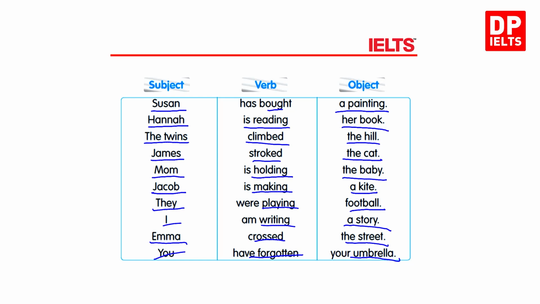Emma crossed the street. Emma, subject. செய்யப்படும் செயல் crossed, verb. And the object is street. You have forgotten your umbrella. You என்பது subject. செயல் have forgotten. Object your umbrella.